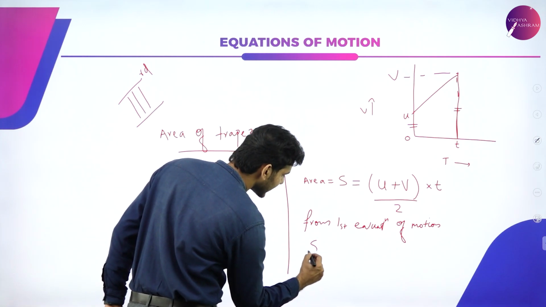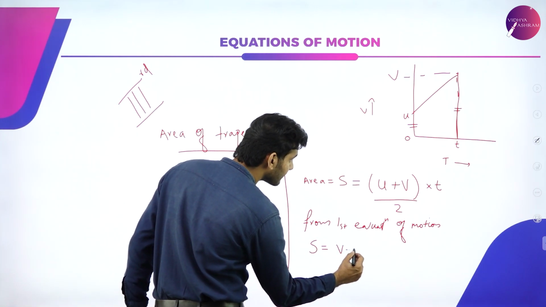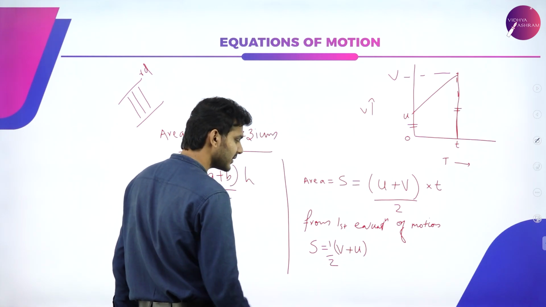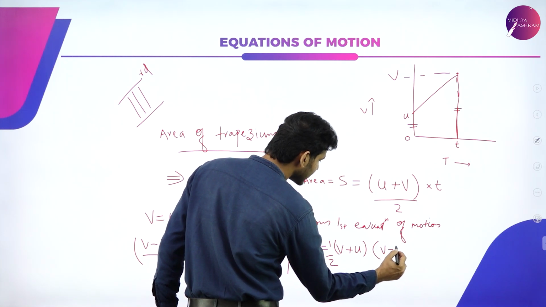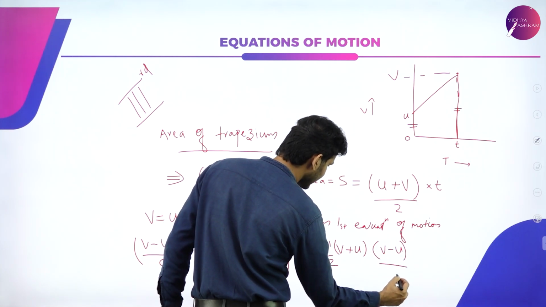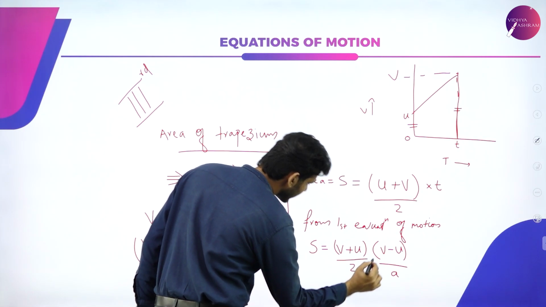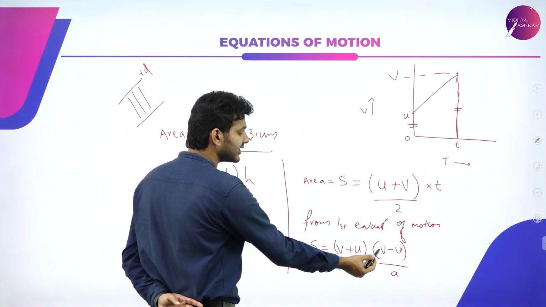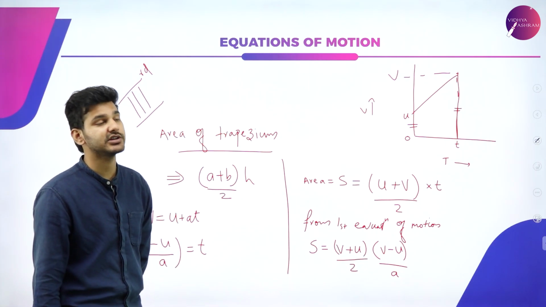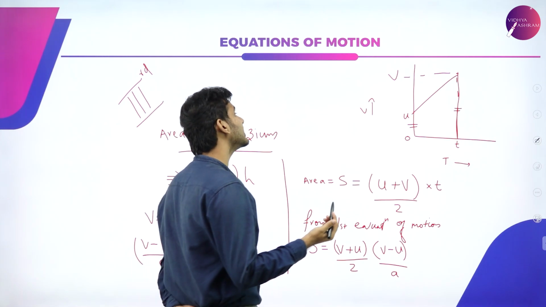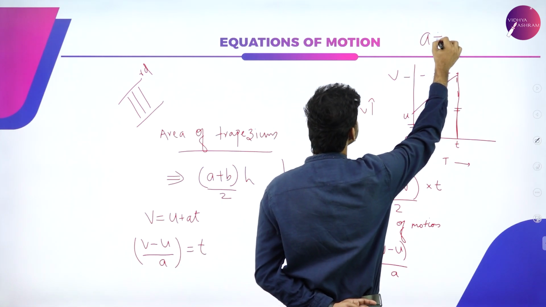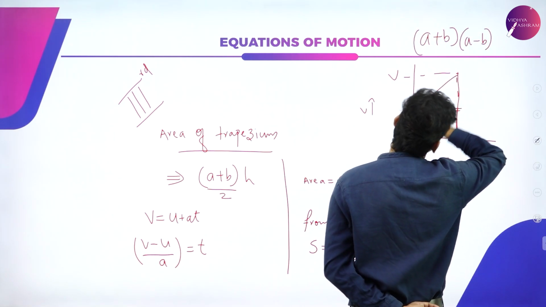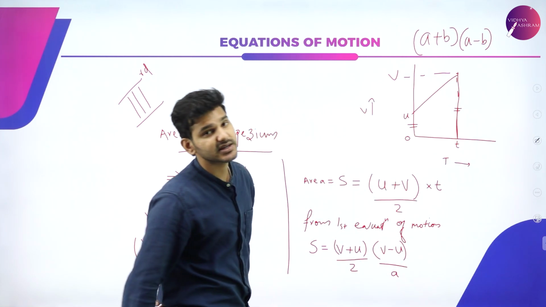So I'm going to write s is equal to (v plus u), and I'm going to write this half here. So (v plus u) into (v minus u) divided by a. Let it not be confusing. So (v plus u) by 2 into (v minus u) by a. If you look very closely in the numerator, it is (v plus u) into (v minus u). You might actually remember this, that is (a plus b) into (a minus b), which will be equal to a square minus b square.